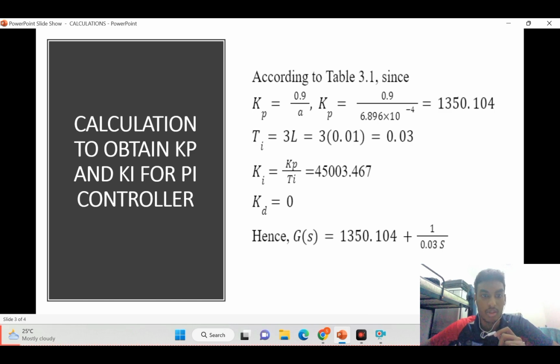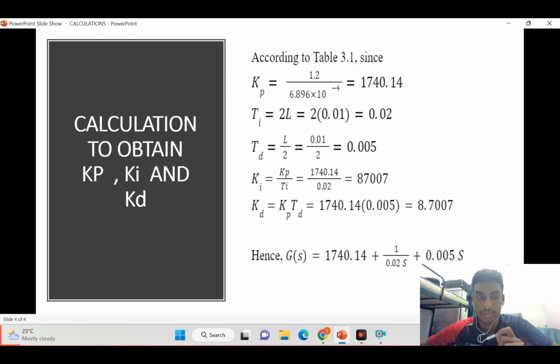And this is our calculation to obtain Kp and Ki for the PI controller. Based on table 3.1 again, Kp equals 0.9 over A, where A equals 6.896 times 10 to the power of negative 4, and we get the result 1354.104. Ti will be equal to 3L, which is 3 times 0.01. As a result, we get 0.03. As usual, Ki will be Kp over Ti, which is 45003.467. And Kd is 0. Hence, our G(s) is 1350.104 plus 1 over 0.03s.